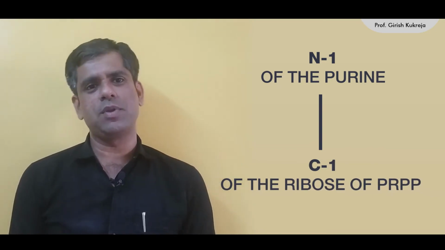The first step to mention here is the condensation between PRPP and ATP, where the N1 of the purine is linked to the activated C1 of the ribose of PRPP. Second is the opening of the purine ring, where the N1 and C2 of the purine ring are linked to the ribose. And the third is the formation of the imidazole ring, where glutamine donates its nitrogen.